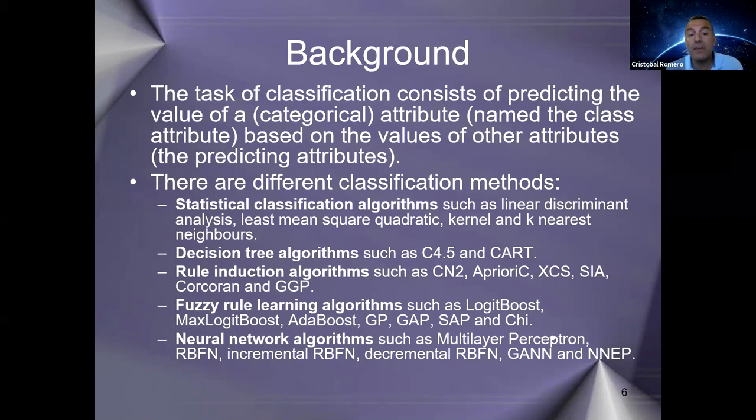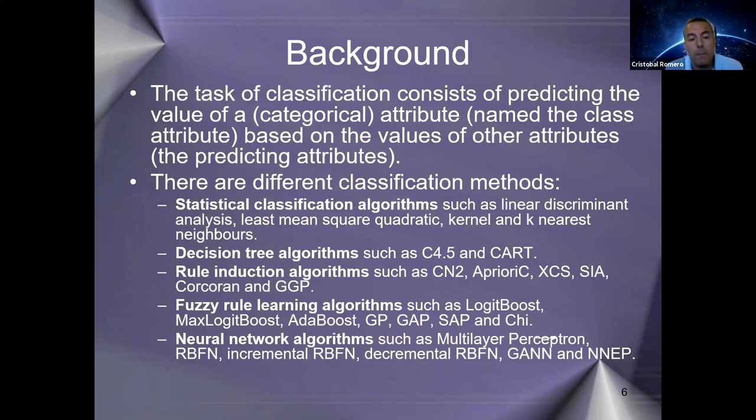We explain later. There are different classification methods, different techniques or algorithms. I have grouped them in this way, but there are other ways to group these methods. For example, the statistical classification algorithms, such as linear discriminant analysis, least mean squared quadratic, kernel, linear network, etc. Decision tree algorithms, such as C4.5 and CART. Rule induction algorithms, such as CN2, and others. Fuzzy rule learning algorithms that are very similar to rule induction algorithms, but also have a fuzzy label. So it's a mix of rules.